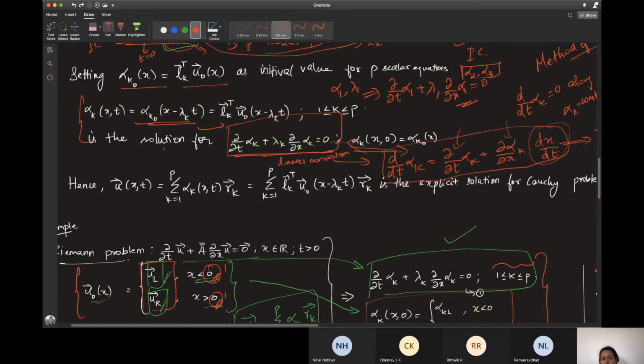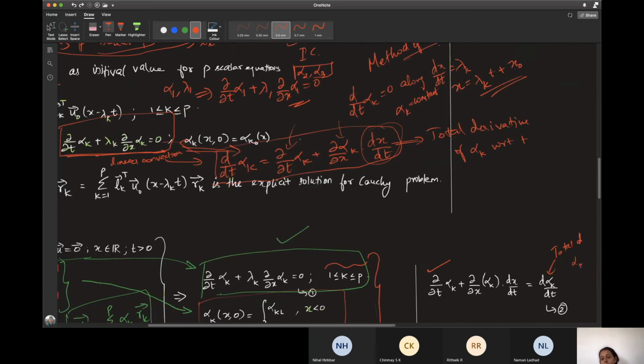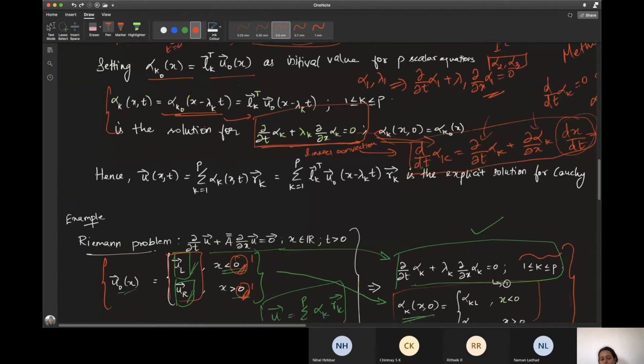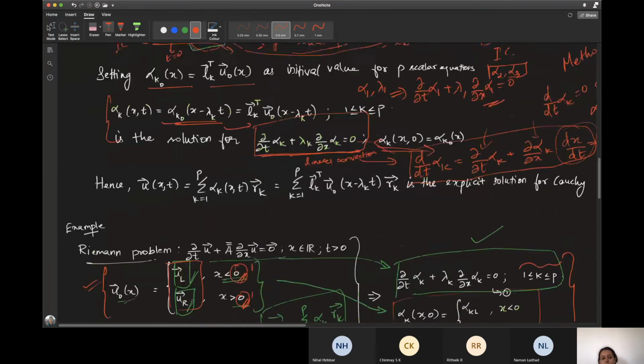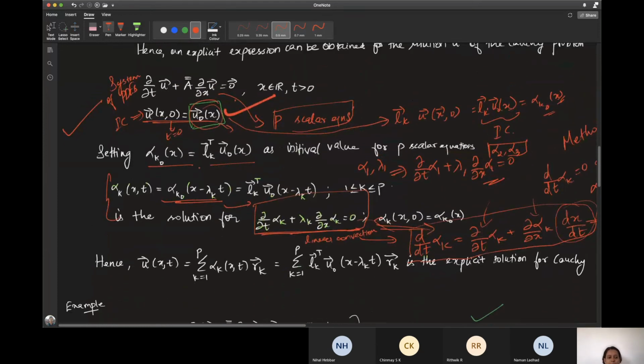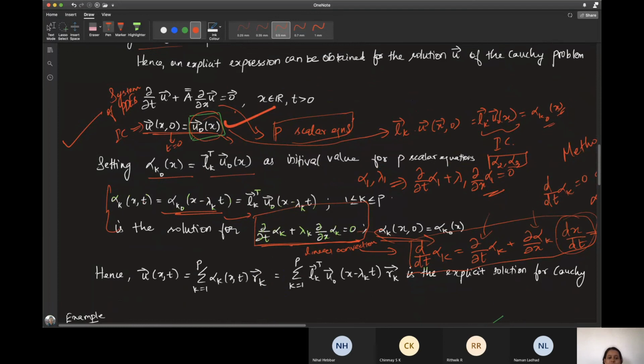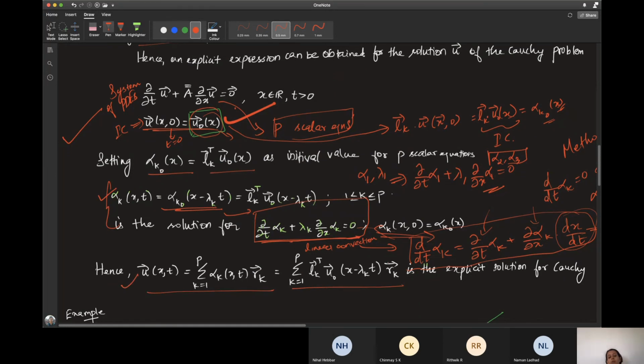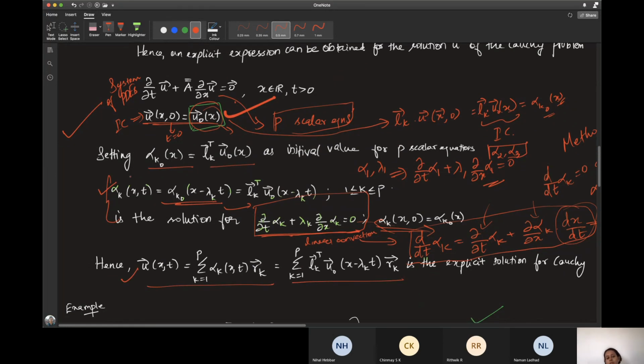So this is how you find the solution for alpha k at any point x comma t for any general problem, not just for this specific initial value problem. For any general initial value problem, you have this solution. This is the solution for the scalar problem, and this is the solution for the bigger system. You multiply the solutions of the scalar problems with the eigenvectors and add them, and then you get the solution for the system.